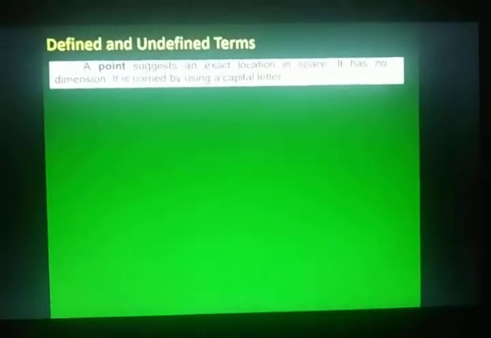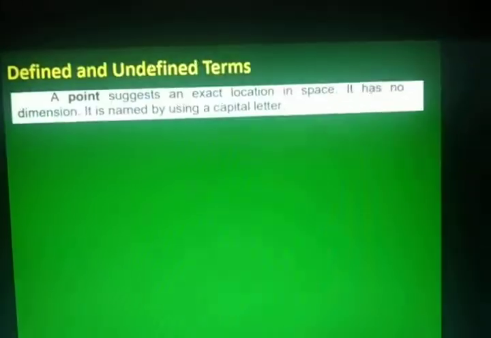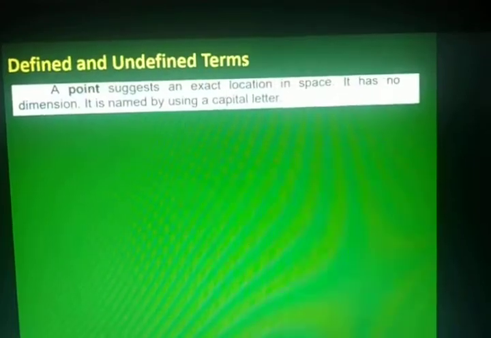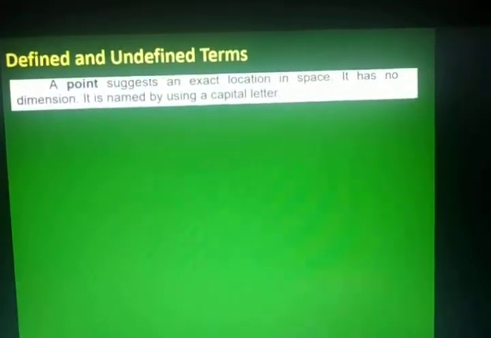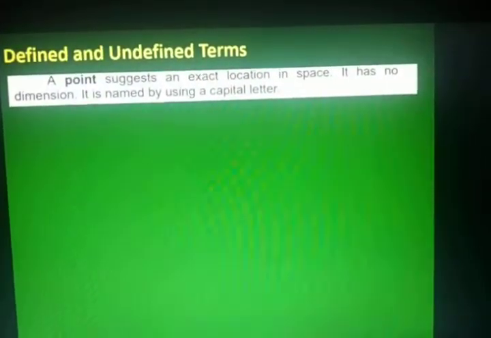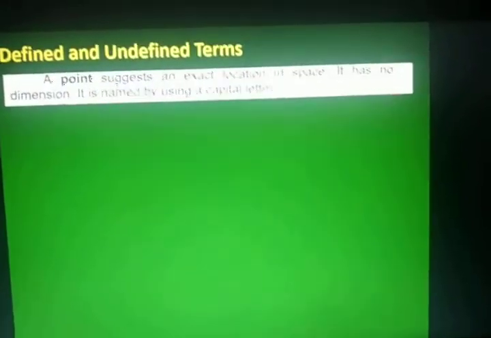A point. We're talking about geometry, and so this is a point. Okay, a point suggests an exact location in space. It has no dimension. It is named by using a capital letter. Okay, here is an example of a point.